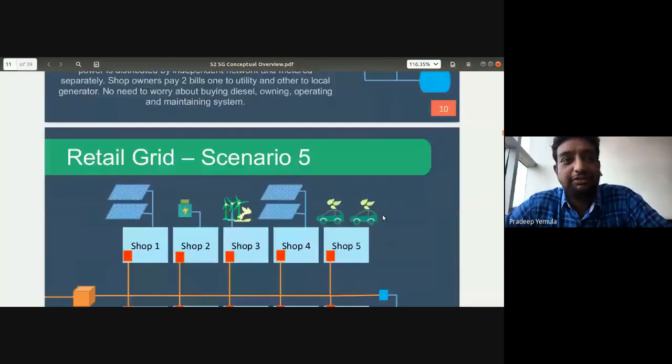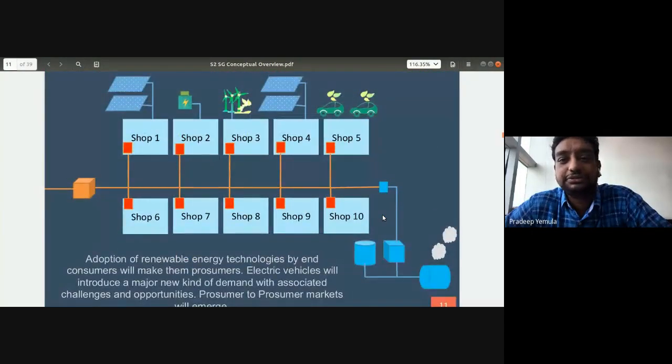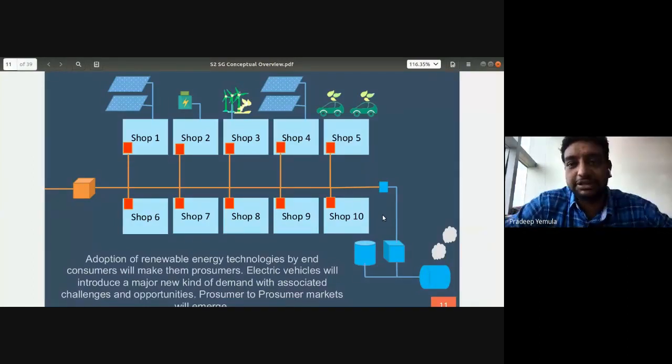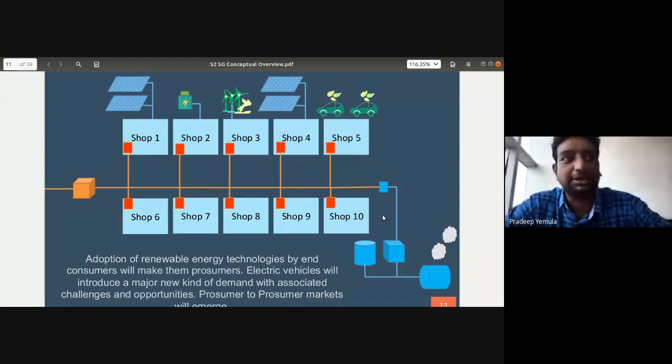Now moving forward, I would like to show one more scenario, scenario number 5. In scenario number 5, you can see there are electric vehicles, solar panels, wind power, battery storage, all these new technologies coming into the picture. Now how will it impact the market? See, somebody wants to generate their own solar power and sell. For example, shop 1 wants to sell power to shop 6. So how to enable that selling of power between 2 shops?